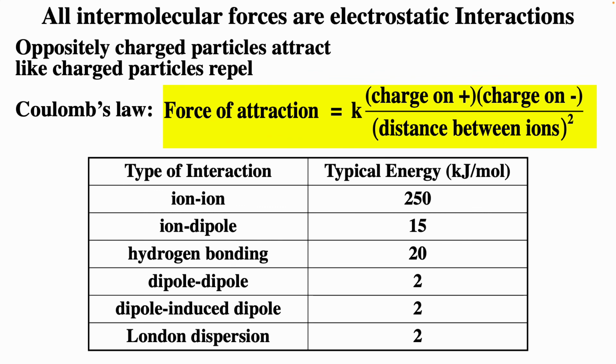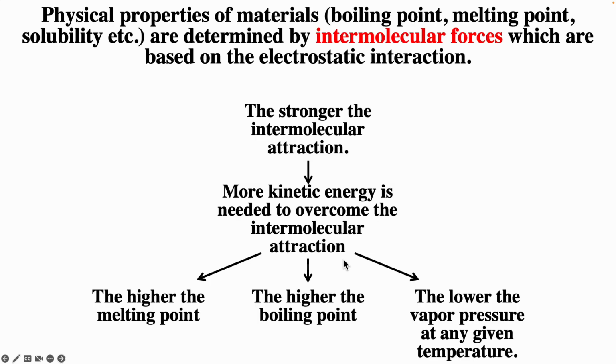All intermolecular forces are electrostatic interactions, and so we can understand the relative energy of the different intermolecular forces based on Coulomb's law. The bigger the charges, the stronger the interaction. With ion-ion, you're dealing with full charges, plus ones, minus ones, plus two, minus two. For dipole, you're just dealing with a partial charge. And again, the physical properties are determined by the intermolecular forces. For instance, the stronger the intermolecular forces, the higher the melting point, the higher the boiling point, and the lower the vapor pressure. I hope that was helpful.